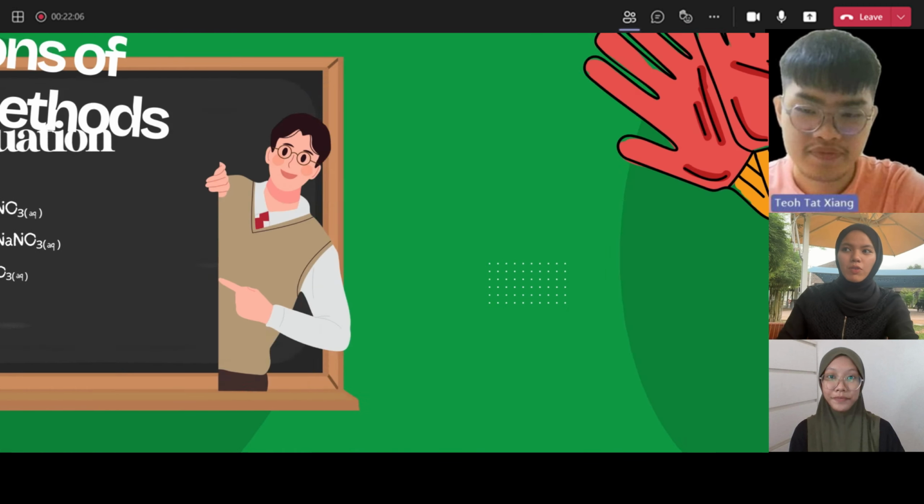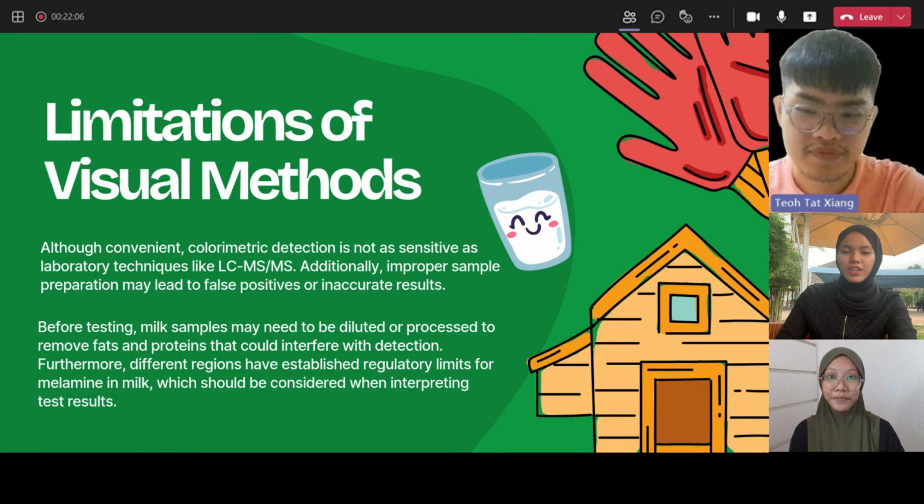So let's move on to some of the downsides of visual methods for detecting melamine. While colorimetric detection is very convenient, it's actually not the most sensitive method out there. Compared to advanced techniques like LC-MS/MS, it might miss very low levels of melamine, which means there's a risk of false negative. Another issue is sample preparation. If the milk is not handled properly before testing, you could end up with false positive or inaccurate results. That's because of some external factors like leftover proteins or fats.